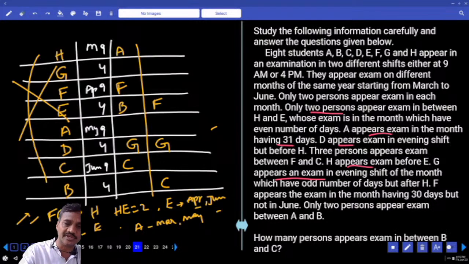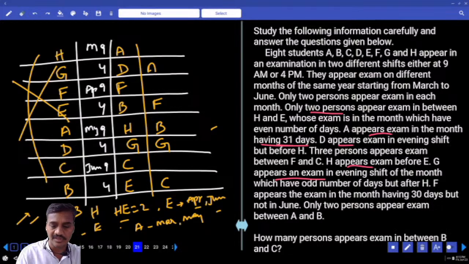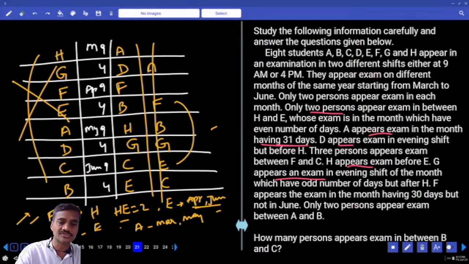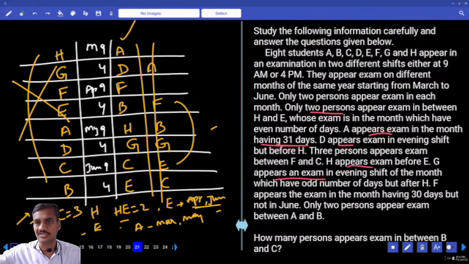Now if 2 persons between A and B, here if A is here, 1, 2, B will be here, because A appears in the month which is having 31 days. Now in this, H and E, there are exactly 2 people, hence E is here, then H must be at this place. Now if H is here, D must be here. And E appears in the month of April or June, and E is here. Now 2 persons between H and E is not possible in the second case. Finally, this is the case which is valid. Now this is about question numbers 21 to 24.